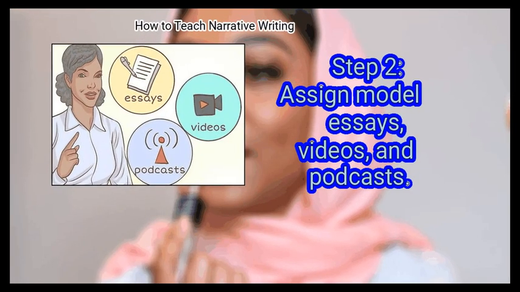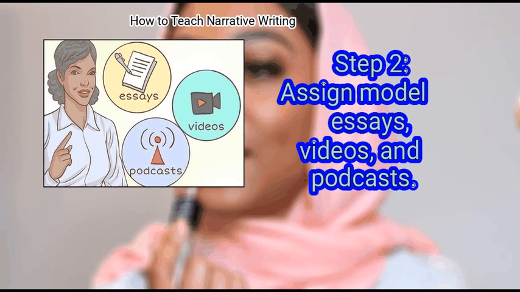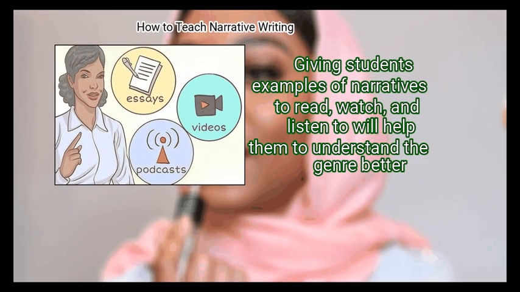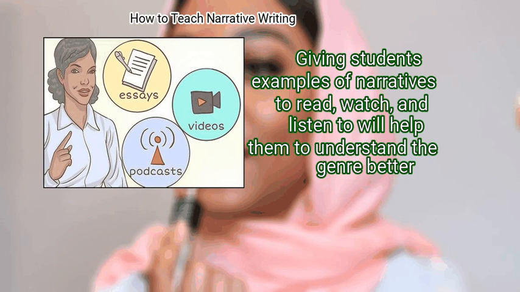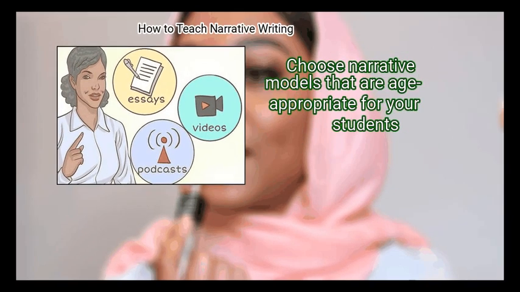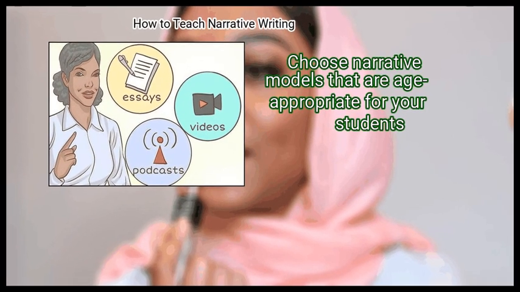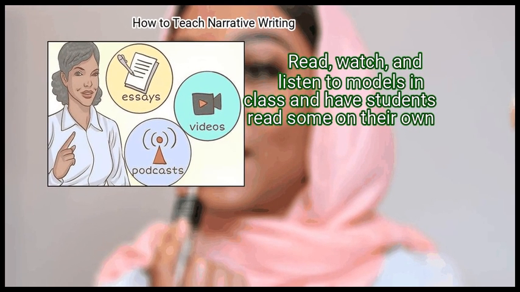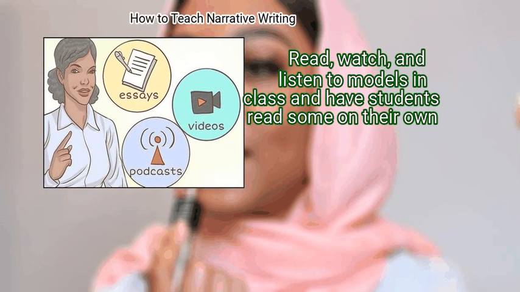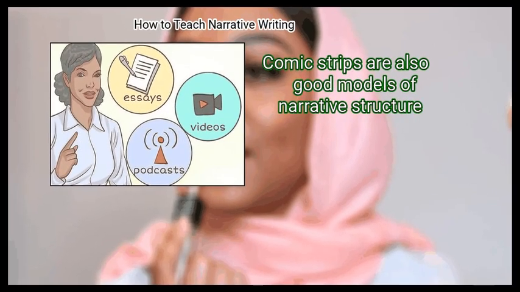Step 2. Assign model essays, videos, and podcasts. Giving students examples of narratives to read, watch, and listen to will help them to understand the genre better. Choose narrative models that are age appropriate for your students. Read, watch, and listen to models in class and have students read some on their own. Comic strips are also good models of narrative structure.